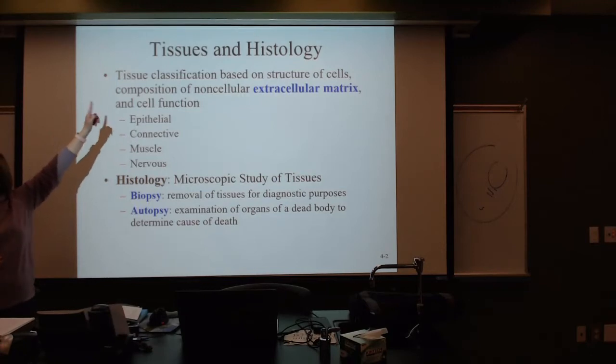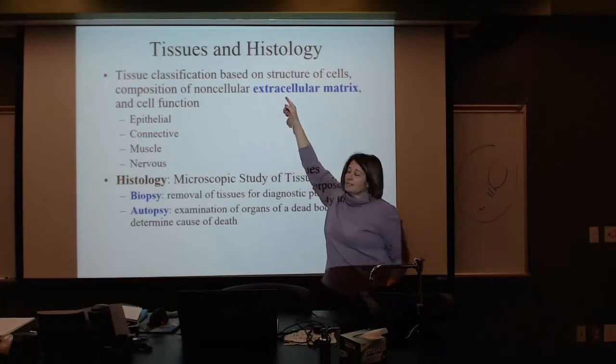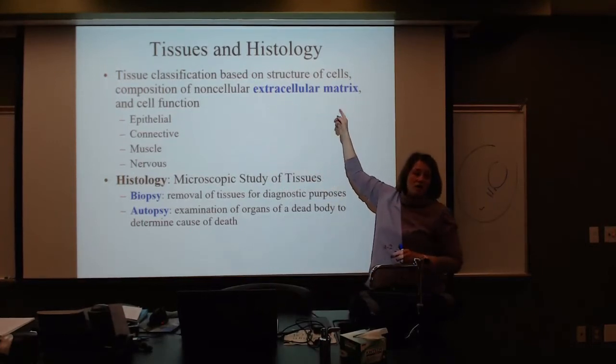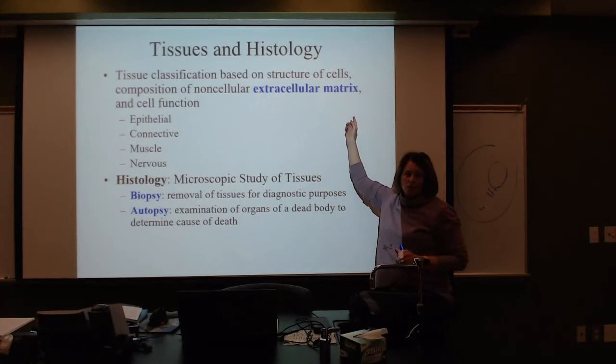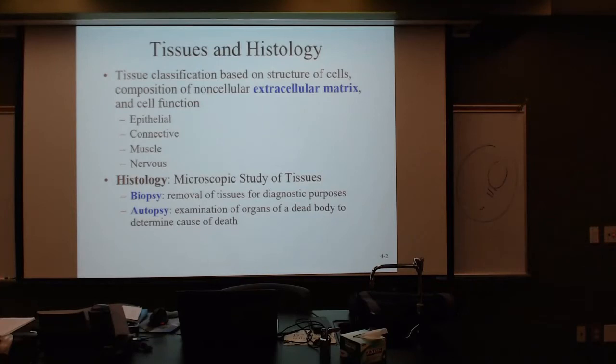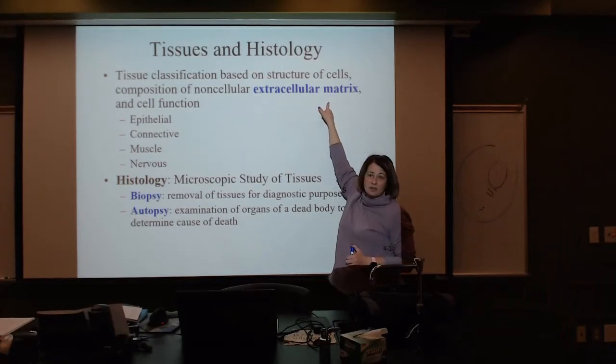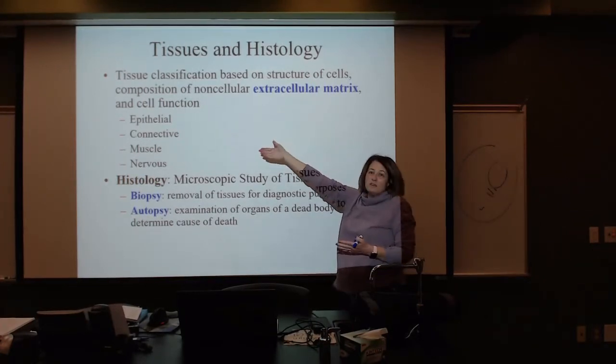The classification of the tissues of the body is now going to be based on the structure of those cells. What is their composition? What is their makeup? What is their extracellular matrix? What is their matrix?